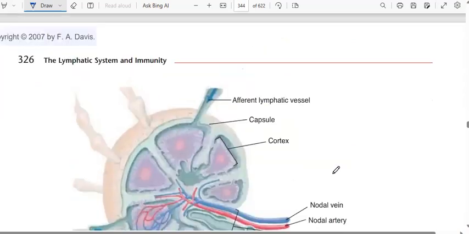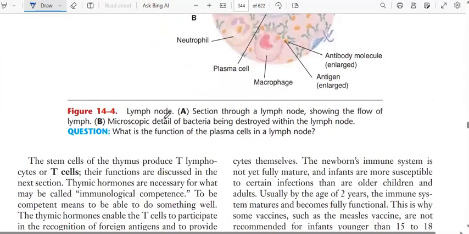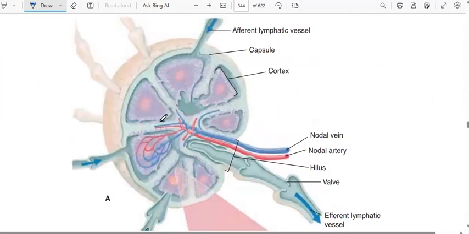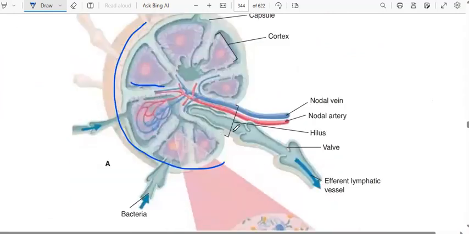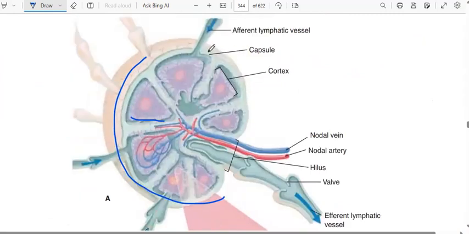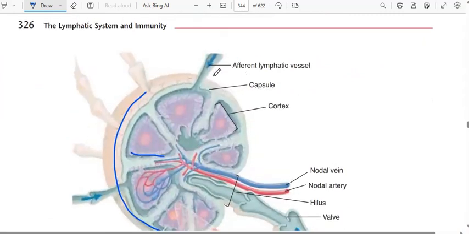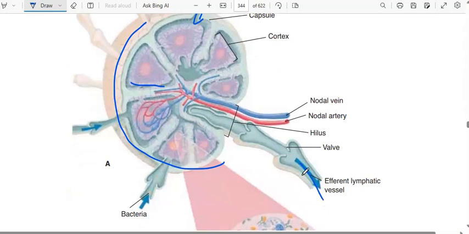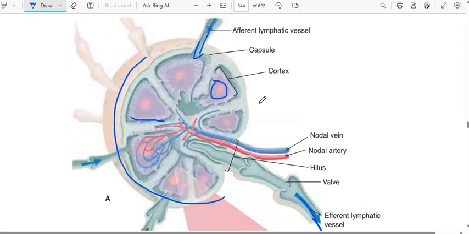So you can see that this is the lymphatic system. Sorry, this is the lymph node. In that we have this capsule. We have arteries, veins, and lymphatic vessels. Okay, so this is the capsule. This is the afferent lymphatic vessel, which brings the lymph. This is the efferent lymphatic vessel, which takes away the lymph. This is the cortex area. This is the capsule. Okay, this is the nodal vein, nodal artery. This is the hilus.